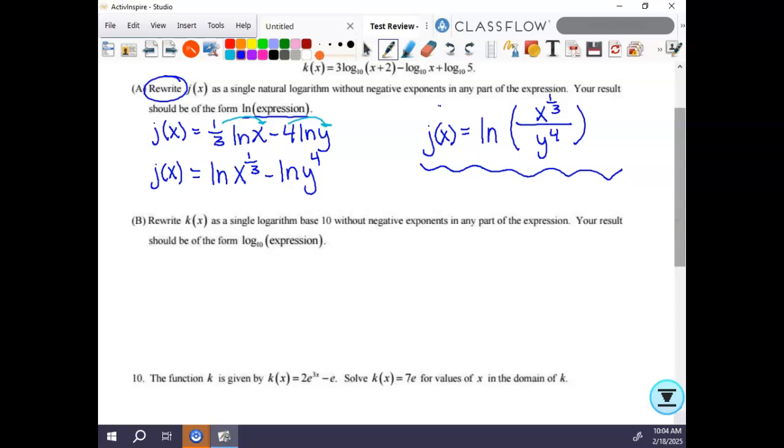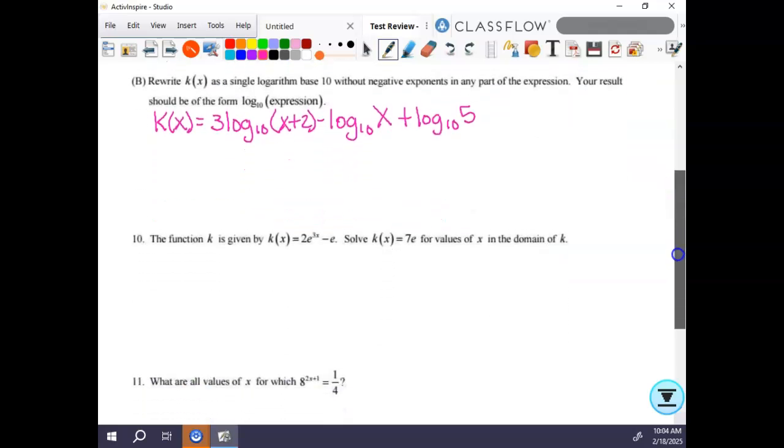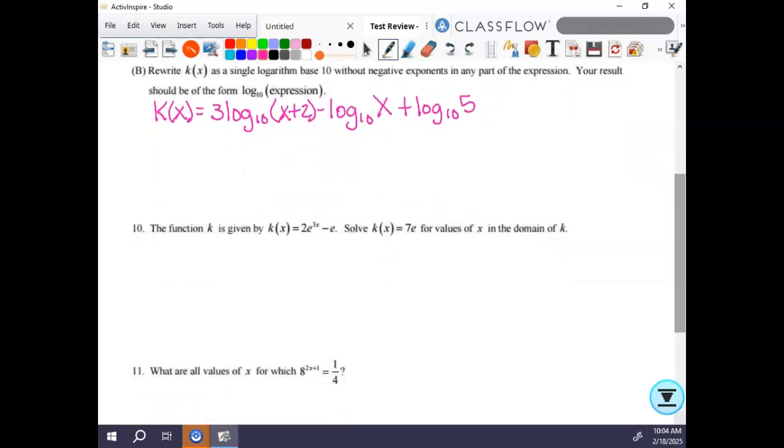So let me rewrite that down here. K of x equals 3 times log base 10 of x plus 2 minus log base 10 of x plus log base 10 of 5. Okay. Don't get lazy. Write stuff out so you don't make ridiculous mistakes. Again, I'm not solving. I'm rewriting. And it tells me I should have one single log just like that.